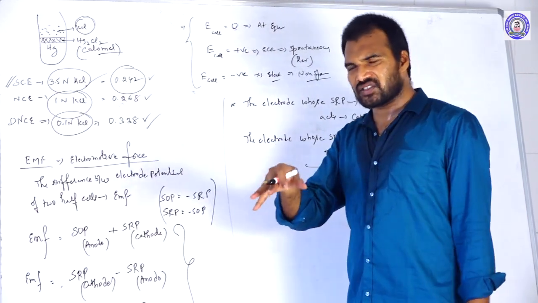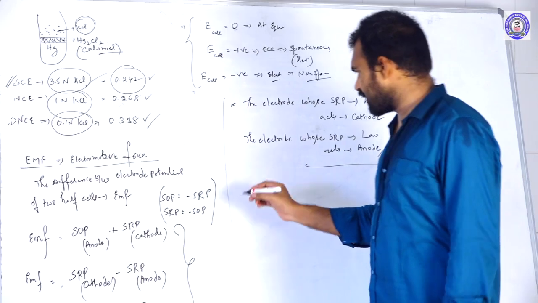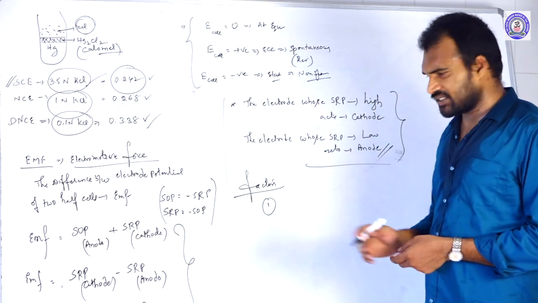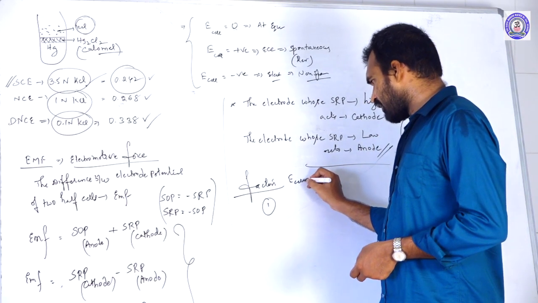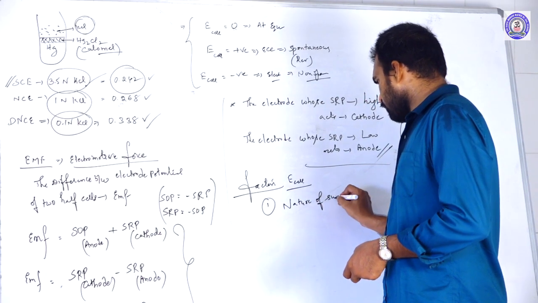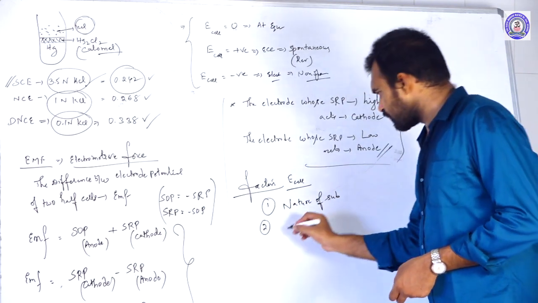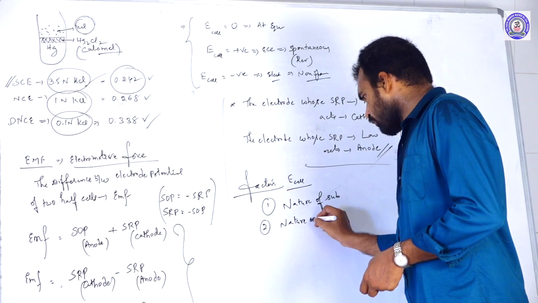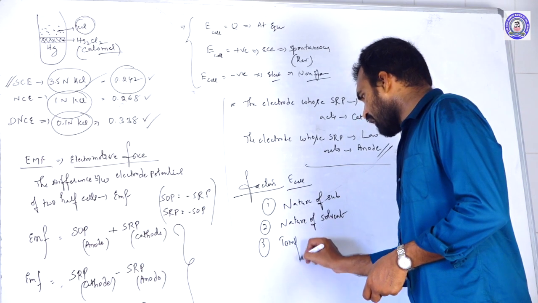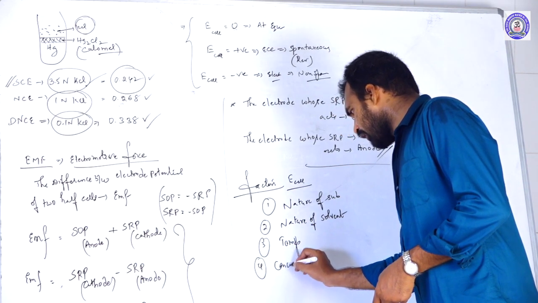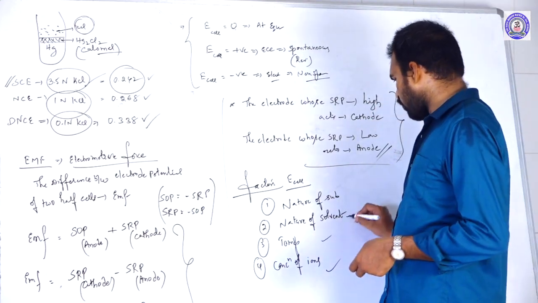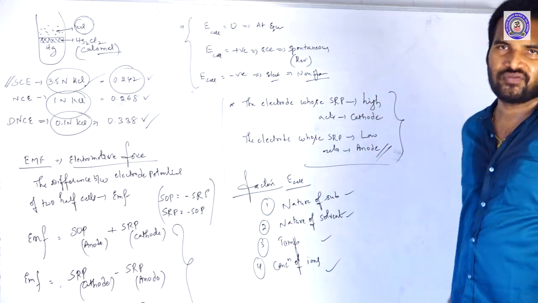And generally, what are the factors on which the EMF of the cell depends? Factors on which the EMF of the cell depends. The first one is nature of substance. The second one is nature of solvent. Third one is temperature. The fourth one is concentration of ions. These are the main four factors on which the EMF of the cell depends.